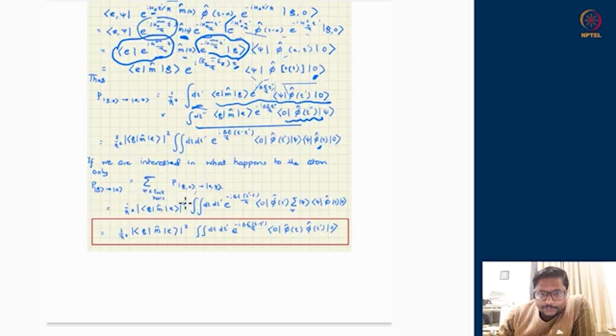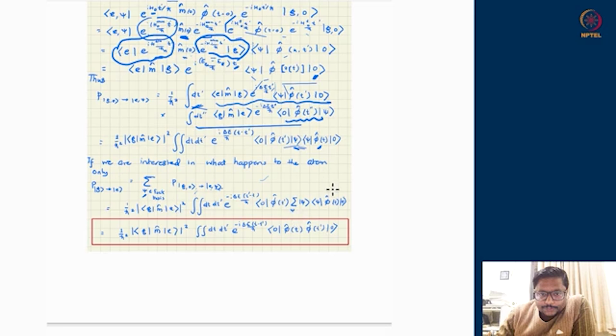If I ask this limited question, that I do not care what happens to the field, I just care about what happens to the atom, you will see that this summation of the probability, this psi which is being summed over, will go and sit here. You see there is an outer product of psi coming in the previous step. So this summation over psi will go and sit over the outer product of psi. Remember, psi was a Fock basis element, one of the Fock basis elements, whichever you like. And now I'm summing over all Fock basis elements.